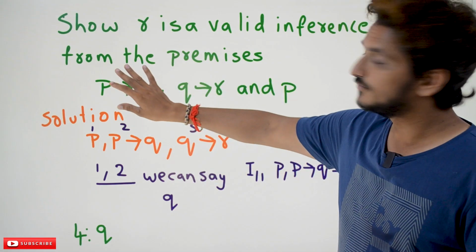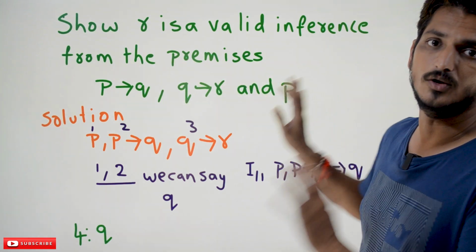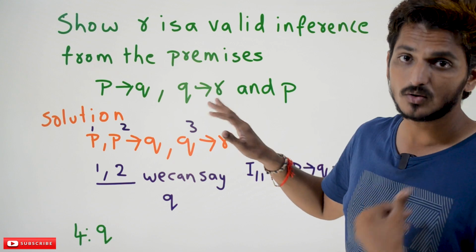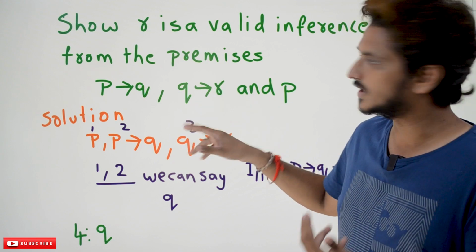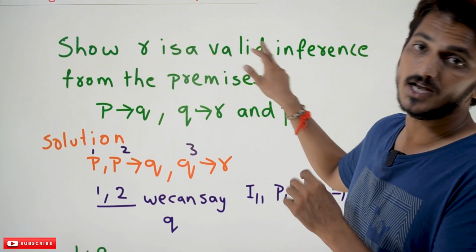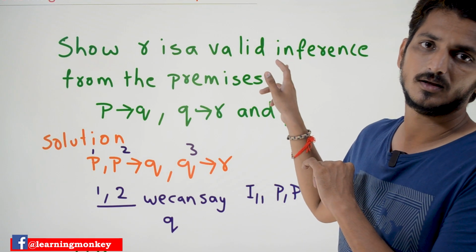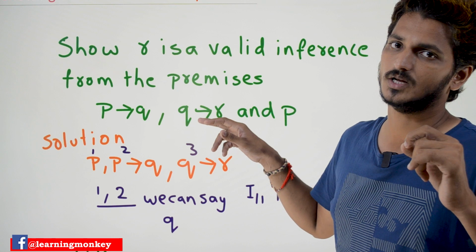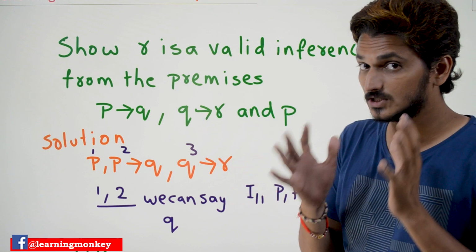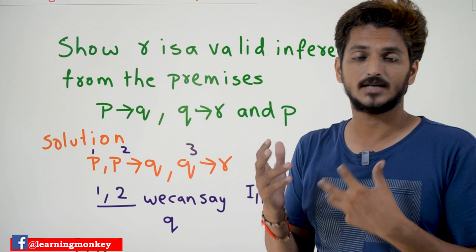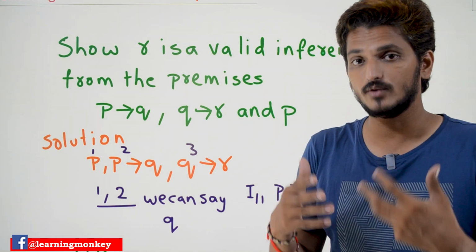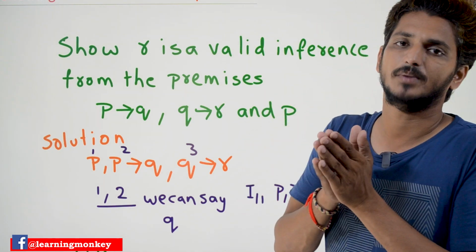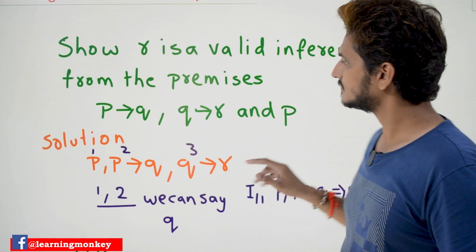It means if these propositions are true, then from these propositions we need to show that R is a valid proposition using the inference formulas. We need to use the inference formulas. This is our first example of this type, so we are going very slow and we will explain each and every step.